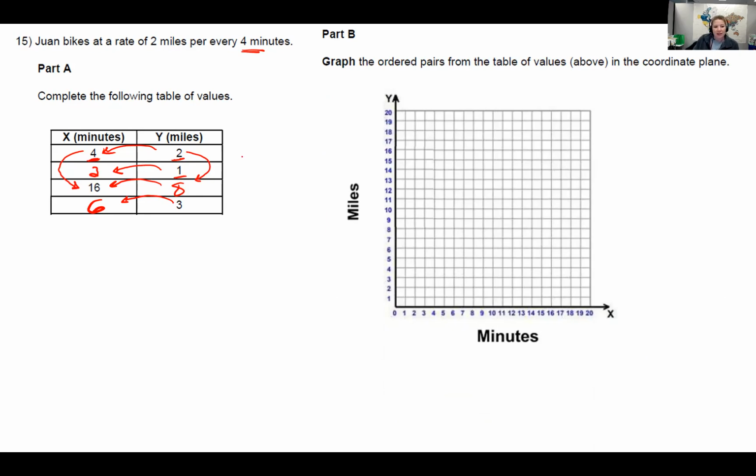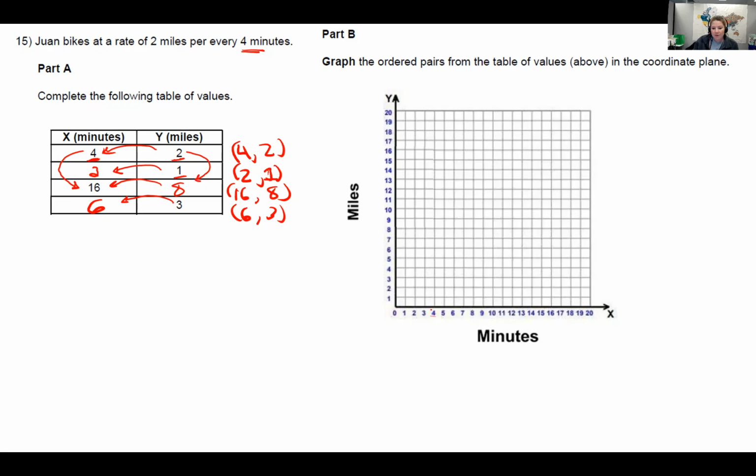So that wants us to graph what we just wrote there. So we're going to think of these as coordinates. So 4 minutes, 2 miles; 2 minutes, 1 mile; 16 minutes, 8 miles; and 6 minutes, 3 miles. Yeah. So our minutes are our horizontal axis.